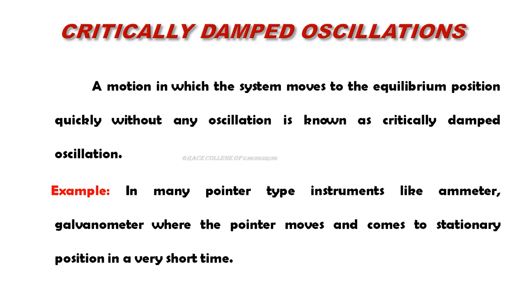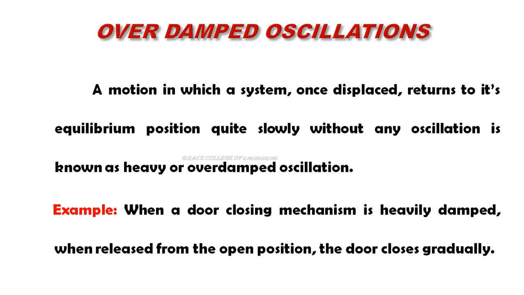In pointer type instruments like the ammeter and galvanometer, the pointer will move to the left hand side and again move to the right hand side, and then it comes to the zero position. It deflects to the left and quickly comes to zero, deflects to the right and quickly comes to zero. In such a short time it returns to the equilibrium position. That we used to call critically damped oscillations. Next one, overdamped oscillations.